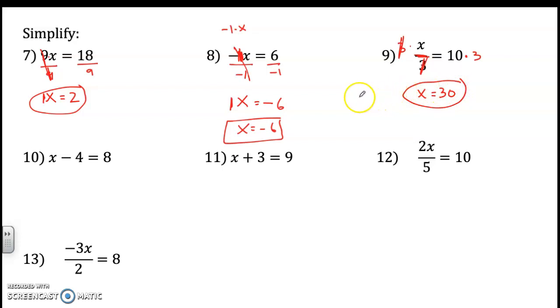So every time you're solving one-step equations, the whole idea is to do the opposite operation. If there's no signs, means they're multiplying, you divide. If it's dividing, you multiply both sides.